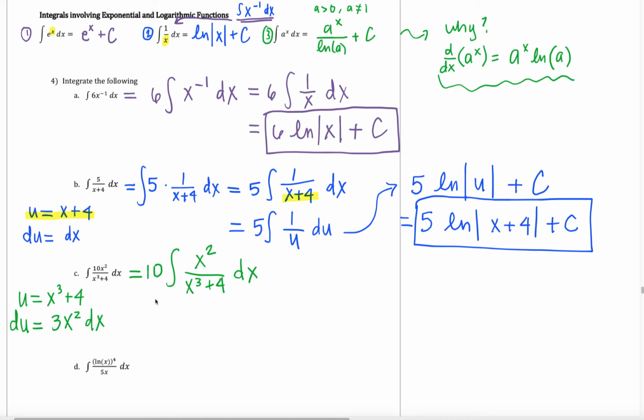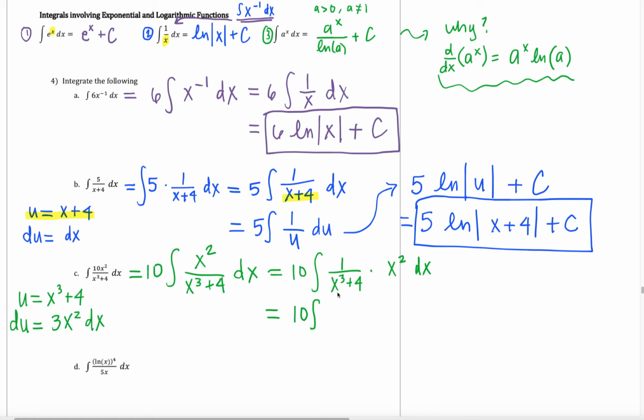From here, we can start to replace this, and I do want to rewrite this in one step just so that we can see it. This x squared over x cubed plus 4 is the same thing as 1 over x cubed plus 4 times that x squared, and then of course we still have that dx here. I think it's helpful to see this in one example at least, so that we can really see how we're replacing everything. So of course the 10's still there, we still have our integral sign since we haven't integrated yet.